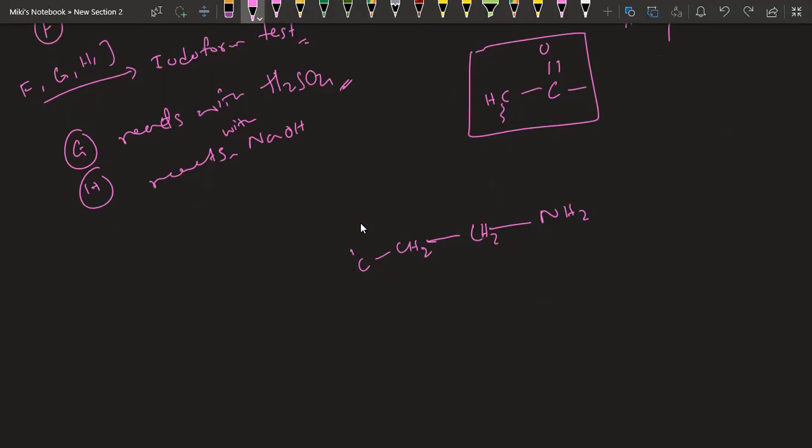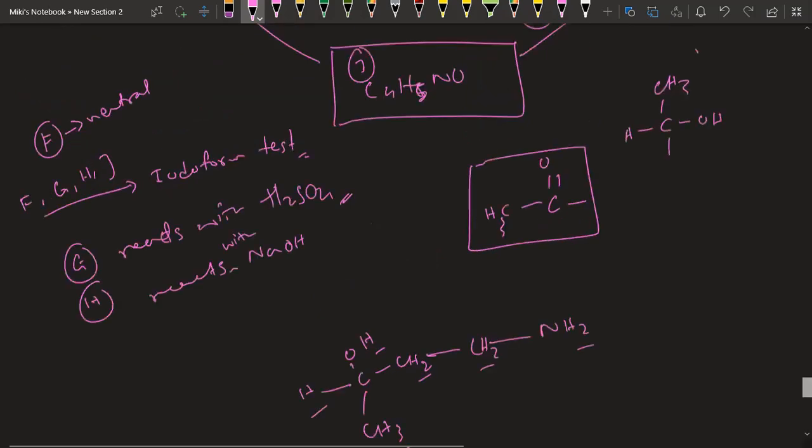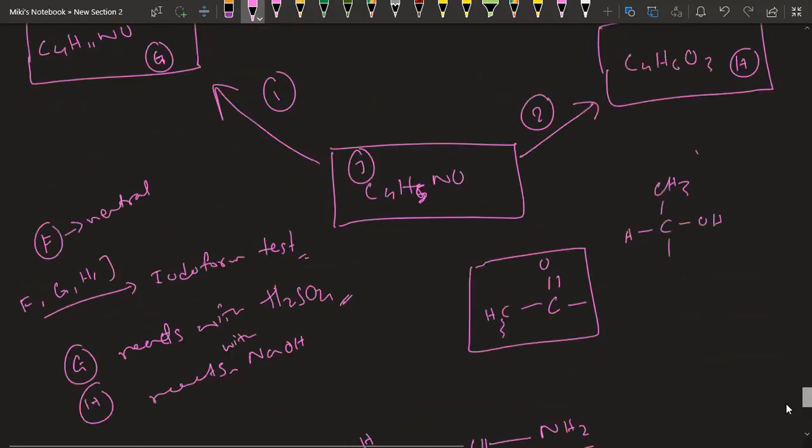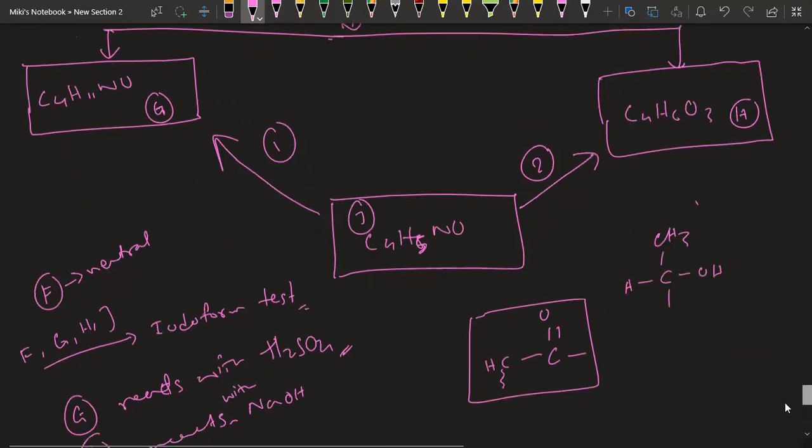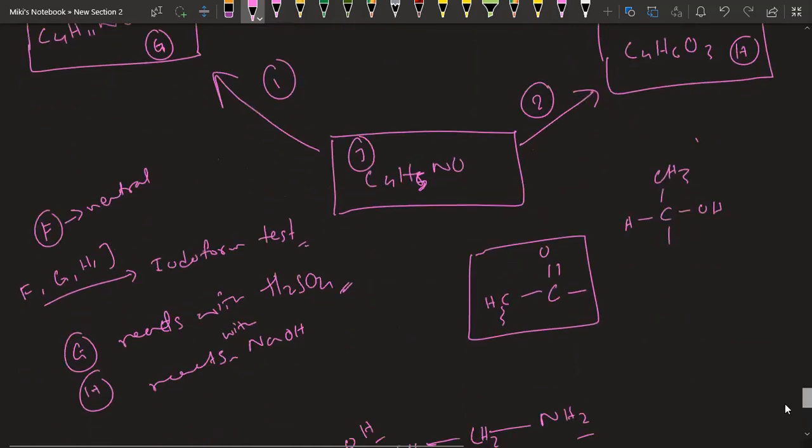If this is OH, that is H, and this is CH3, does it fulfill? 4 carbons still. 3, 4, 5, 6, 7, 8, 9, 10, 11. So 11 hydrogens, yes, and 1 oxygen. Nice. So this is G actually. G is done. We're done with G. Let's go to the next one, which in this case is H.